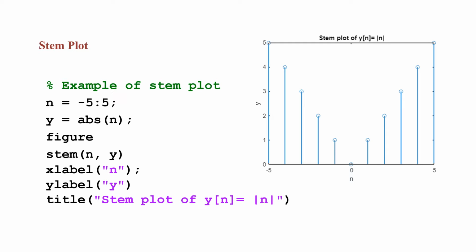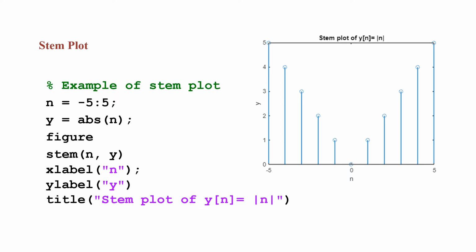We have the absolute function, but in discrete form. So n is a discrete variable ranging from -5 to 5 with an increment of 1, and y is the absolute of n. We called figure to open a new figure window. Next, we called stem this way.